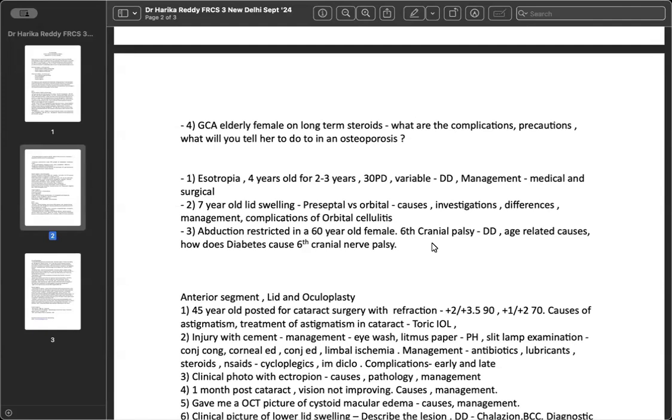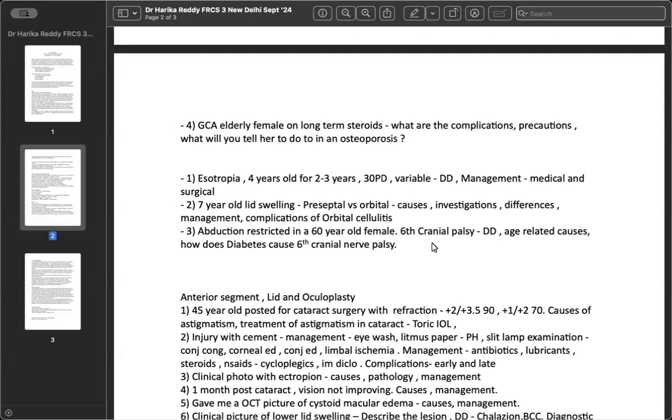Then he asked me what the diagnosis is. I told him the same thing I said, because of the age. Then I told him it could be either diabetes or hypertension or any intracranial tumors. So then he asked me, what is the mechanism of sixth nerve palsy caused by diabetes? I told him it could be a microangiopathic cause, and yeah, that was my time.